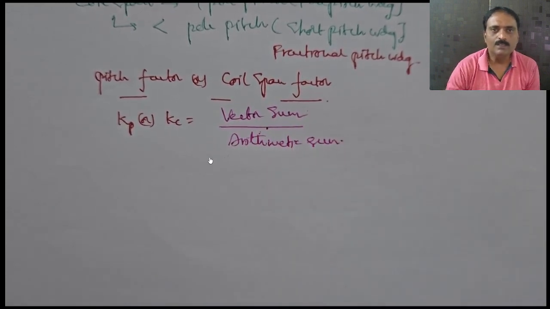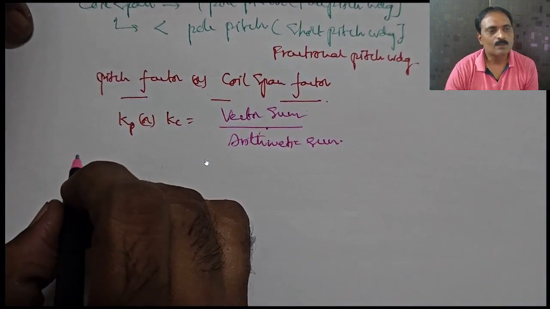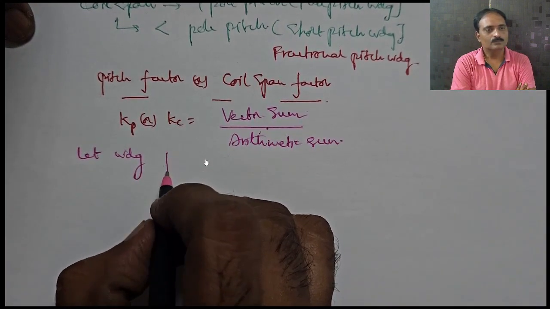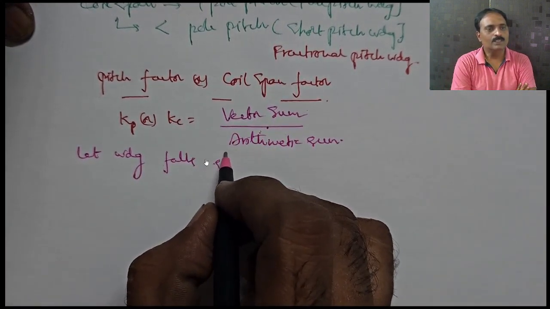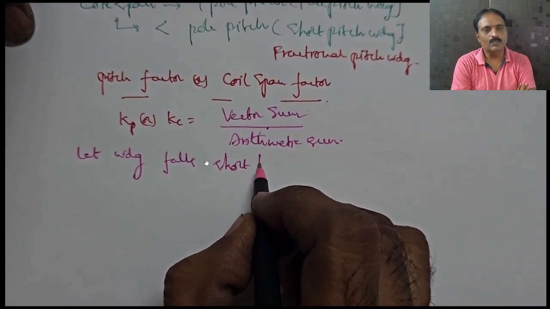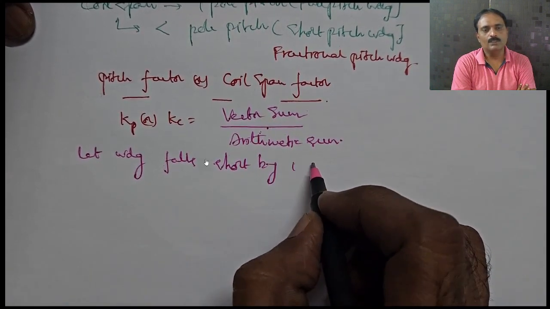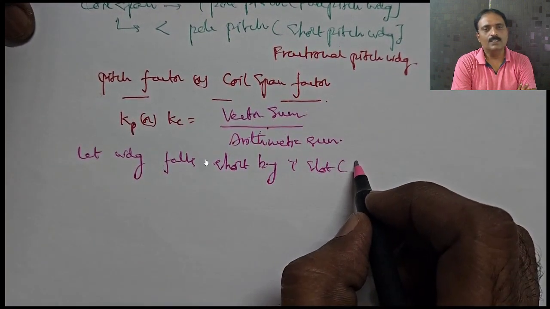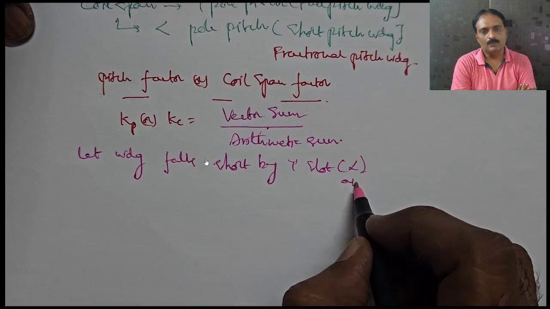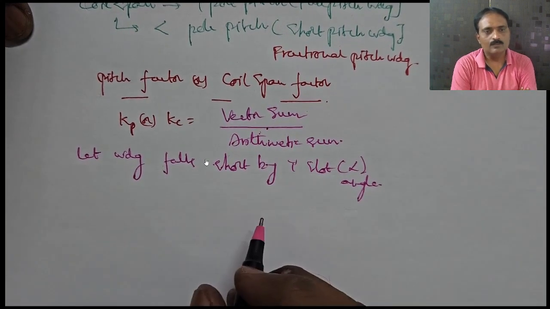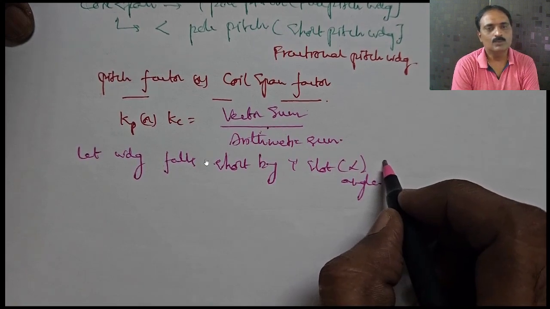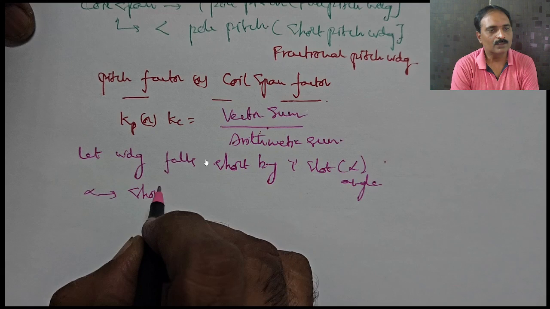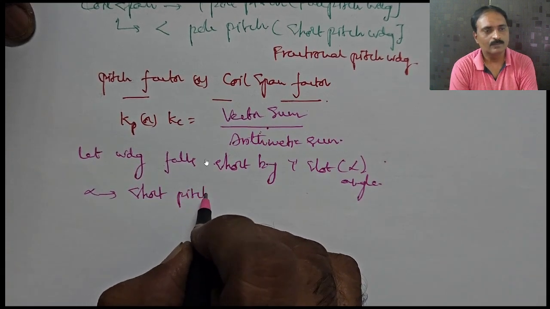If you consider ES is the EMF, now let us consider that the winding falls short by one slot. So whatever one slot angle is there, that is considered as the short angle. Here this is represented by alpha. Alpha is the short pole angle or short pitch angle.